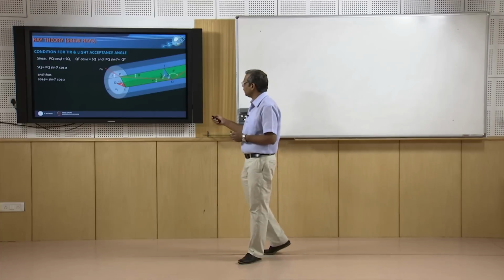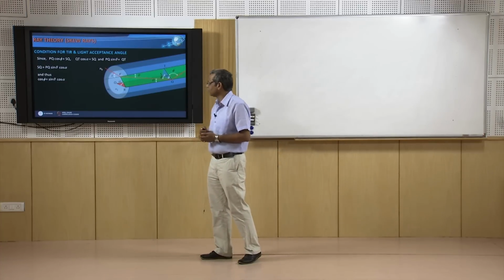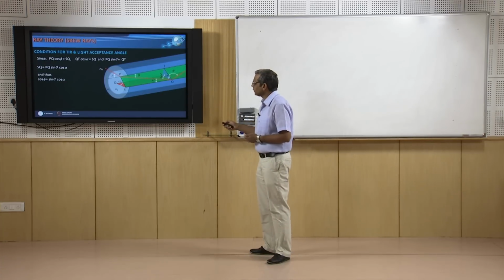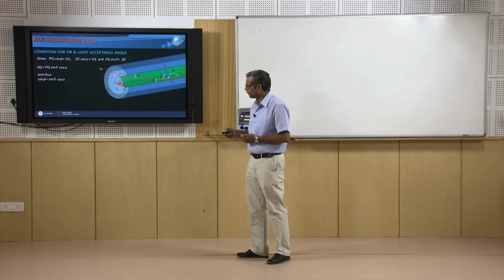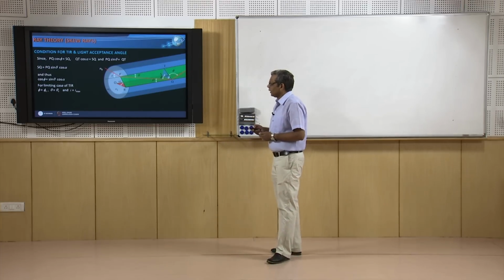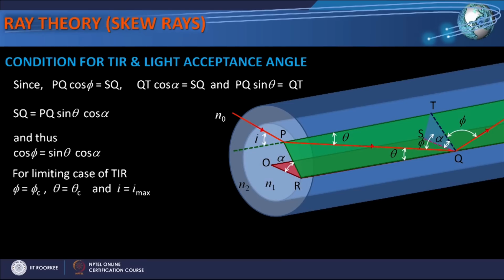I have got phi in terms of theta and alpha. Theta is related to I, so I can relate it to I, and then I can find out what is the condition of total internal reflection. I know that for total internal reflection phi should be greater than phi c, and if I consider this limiting case for TIR, then phi is equal to phi c, correspondingly theta is equal to theta c, and let us say I is equal to I max.